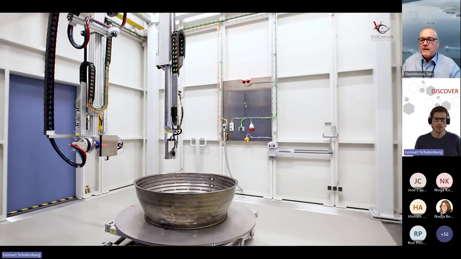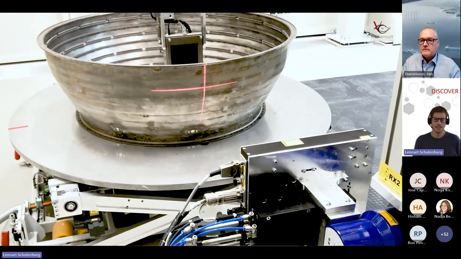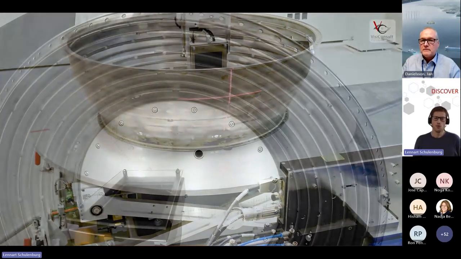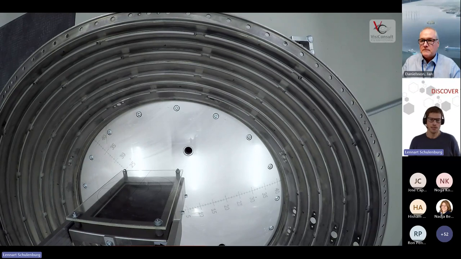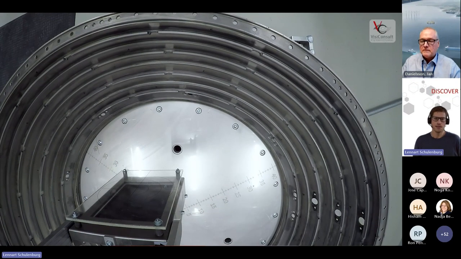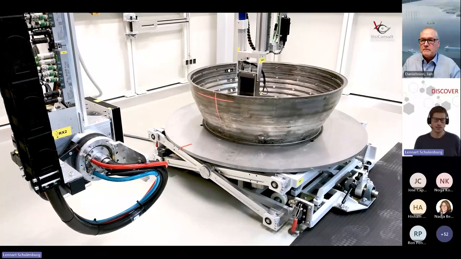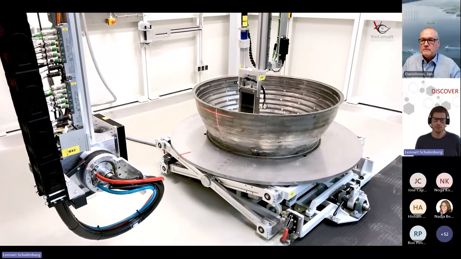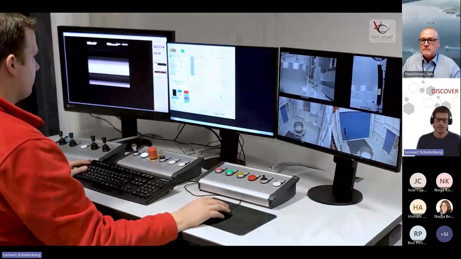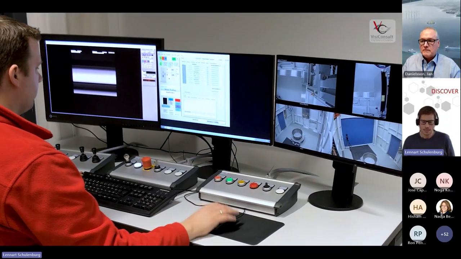It's most important to recognize that there is no blueprint. Even though what Jan is telling you today is something that worked really, really well for his company, for yours, it might be completely different. It really depends on the part that you're inspecting and your procedures.